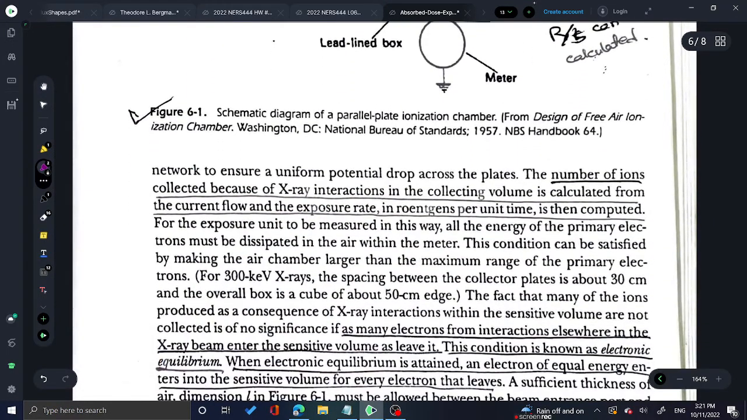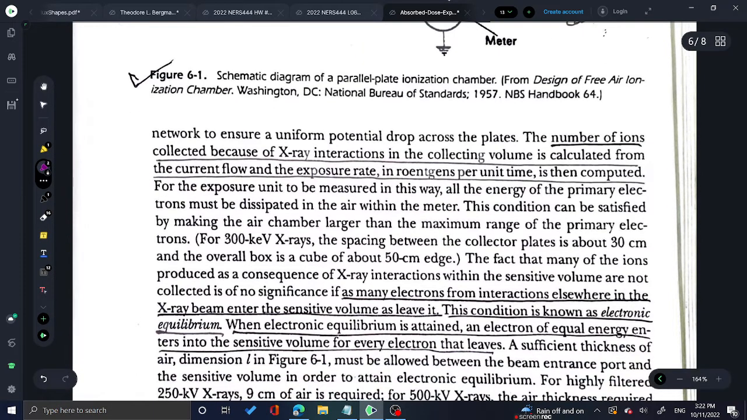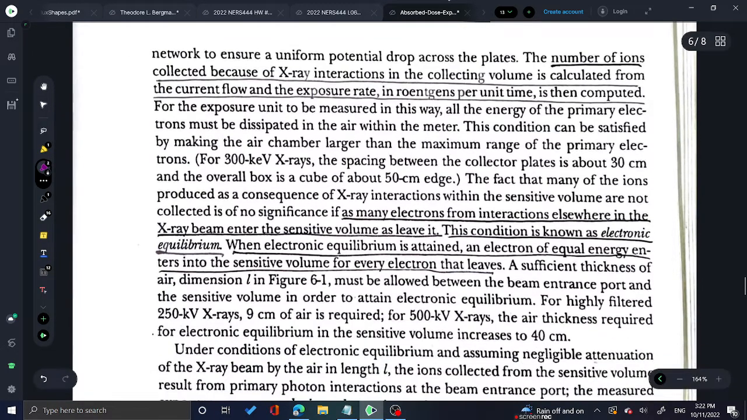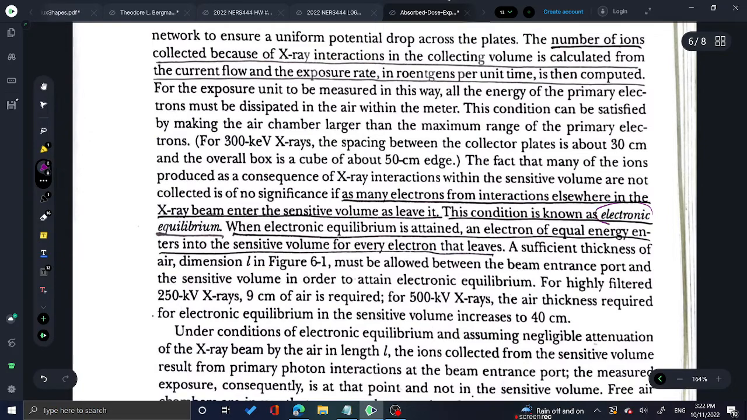Okay, the next part is what I said before. Number of ions collected because of X-ray interaction is calculated from the current flow and the exposure rate is then computed. So current flow এর সাথে হচ্ছে number of ion produced proportional, so এটা থেকে হচ্ছে আমরা number of ions বের করতে পারি, and then over a time যদি আমরা measure করি then we can calculate the exposure rate, ঠিক আছে.